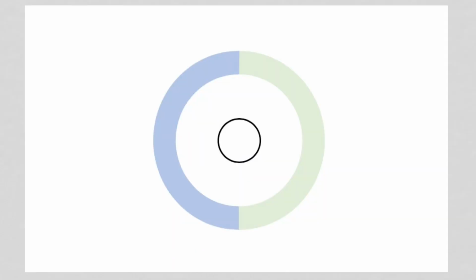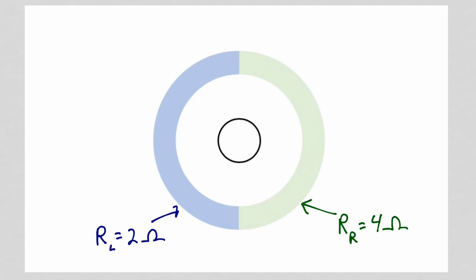Again, let's surround the solenoid with a conducting ring, but this time the ring will be made out of 2 materials. The material on the left will have a higher conductivity than the material on the right, such that if you measured the resistance of the half ring to the left between this point and this point, you would get 2 ohms, and if you measured the resistance of the half ring to the right between this point and this point, you would get 4 ohms.